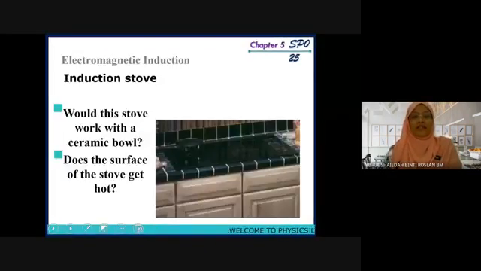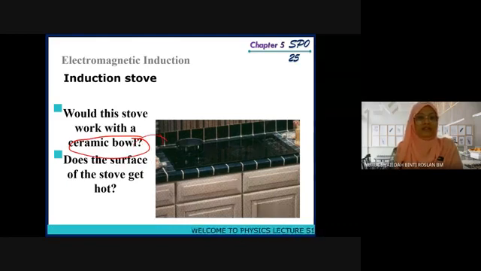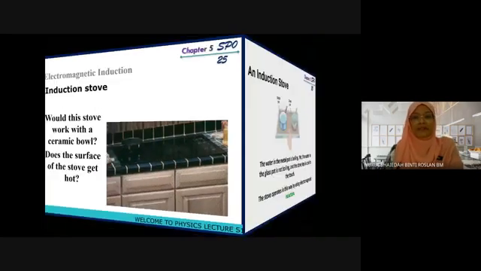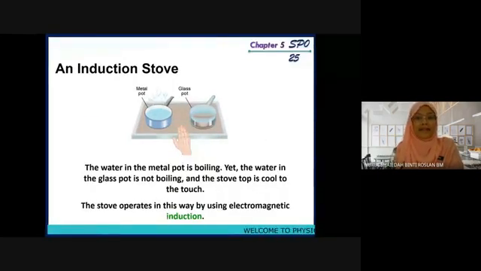Okay, this is another example, you use an induction stove. With the induction stove, will this stove work with a ceramic bowl? Can it work with ceramic, or does the surface of the stove get hot? Is this one hot? If you look at this, without using gas, it uses electricity. So what happened here? The water in the metal pot only will be boiled, but the glass pot does not boil.